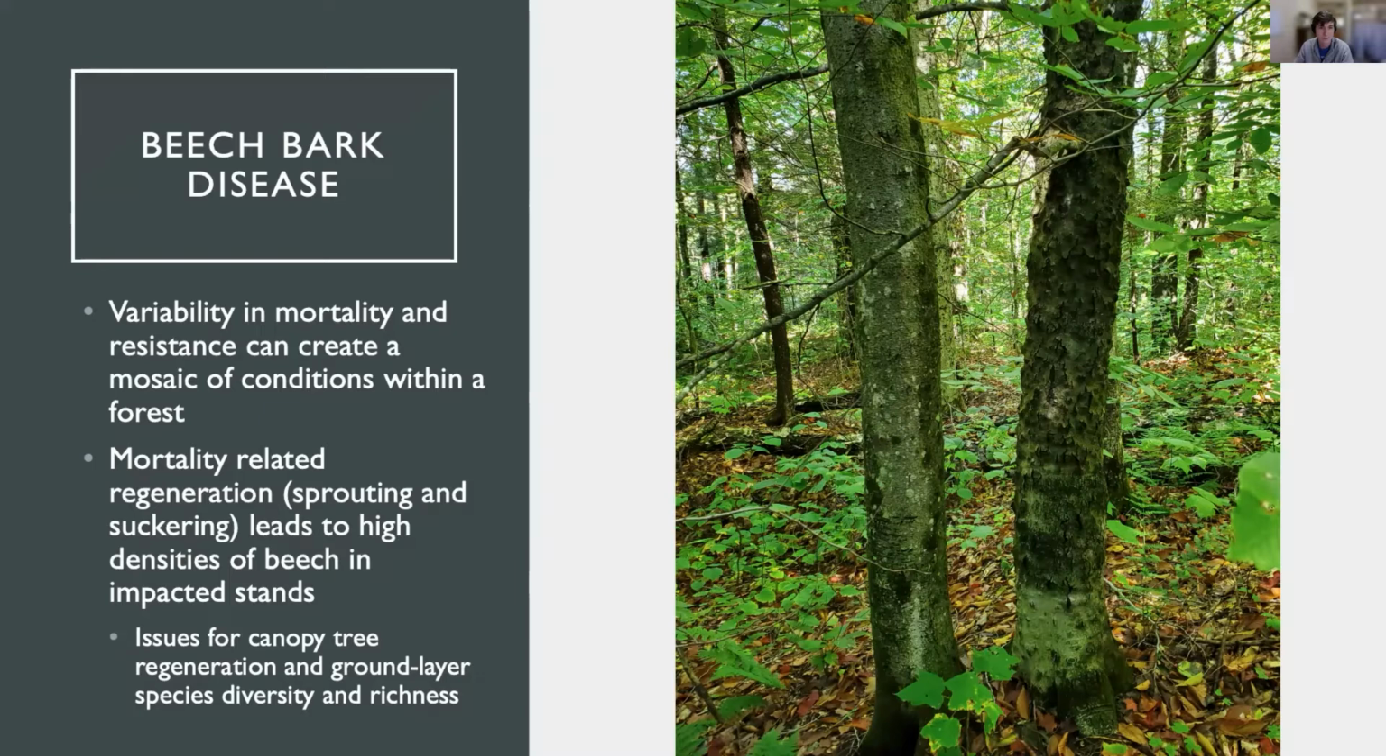front kills a vast majority of trees, we have these areas of highly dense regeneration, which are now growing up into canopy trees, and those trees get the disease. So we have this very complex mosaic of beech conditions within forest understories. So it leads to high densities of beech impacted. This has issues for canopy tree regeneration, as well as ground layer species diversity and richness for non-tree species. These dense understories shade out most other plants other than extremely shade tolerant species.